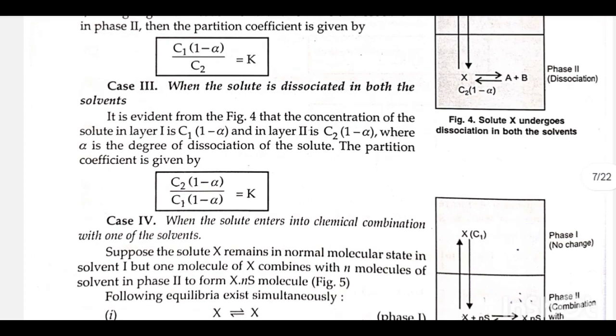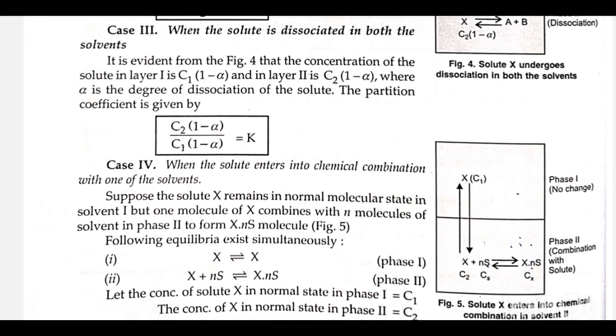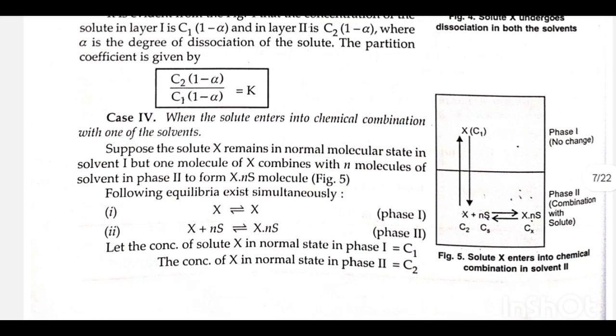Case 3. When the solute is dissociated in both the solvents, it is evident that the concentration of the solute in layer 1 is C1 into 1 minus alpha and in layer 2 is C2 into 1 minus alpha, where alpha is the degree of dissociation of solute. The partition coefficient is given by C2 into 1 minus alpha upon C1 into 1 minus alpha is equal to K. Case 4. When the solute enters into chemical combination with one of the solvents.